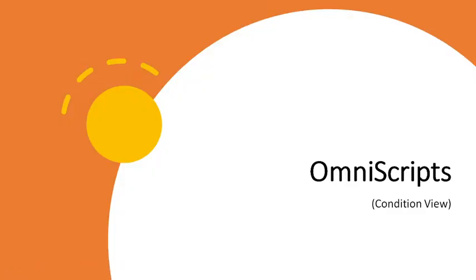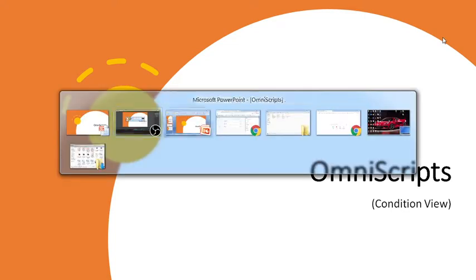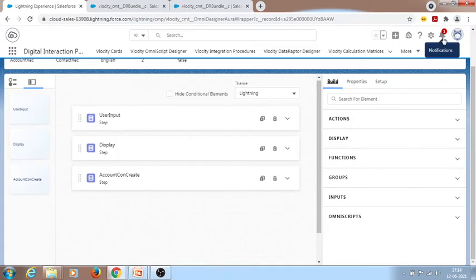In this video, I am going to explain about OmniScript's conditional view. In some cases, we need to display the data based on conditions. Let's see into the scenario. If you observed my previous video, or if you haven't watched it, please watch that video so that you get to know what these elements are.